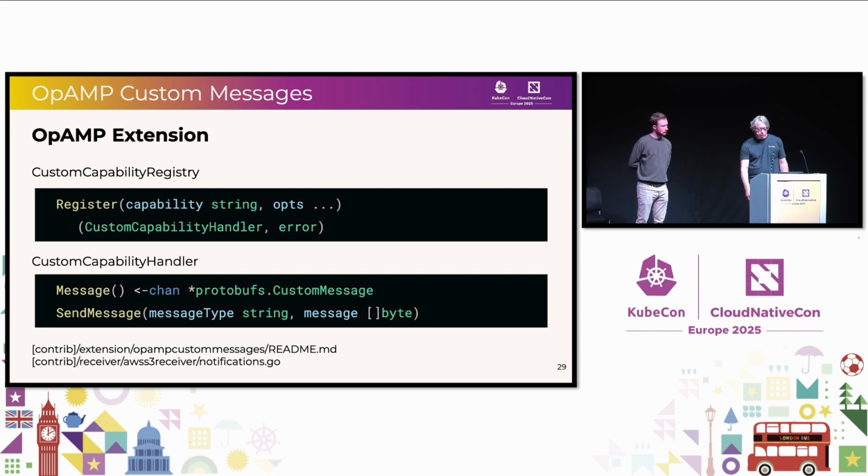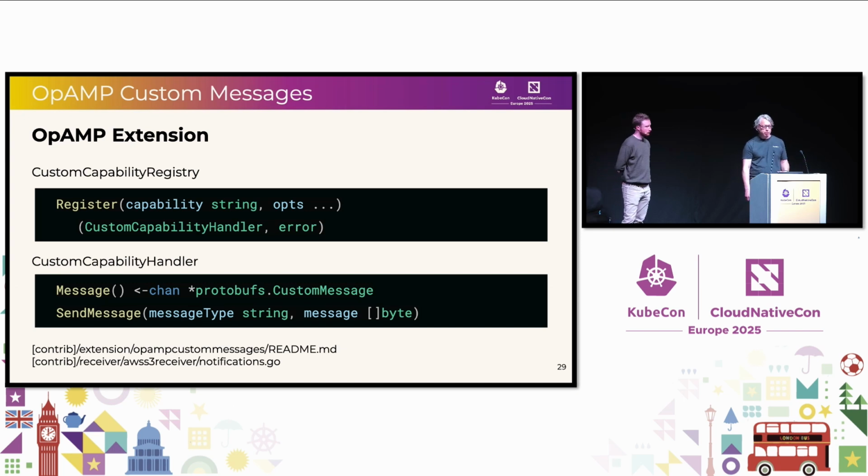So this is how we would implement a custom component that uses custom messages. Components register with the extension, passing the name of the capability and some options, and this returns a custom capability handler. And the handler provides access to a channel where you can receive these custom messages and you can send custom messages back to the server.